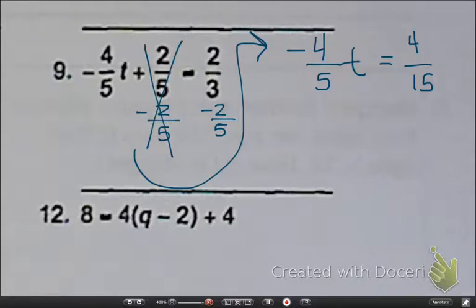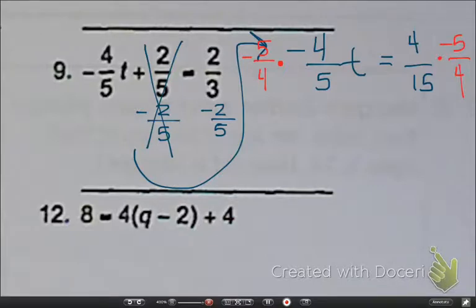So let me do this in red so we can see it a little different. So we're going to multiply by the reciprocal. I'm going to multiply by negative 5 over 4 because that's the reciprocal of 4 over 5. I just flipped it upside down. And if I do that to one side, I also have to do it to the other so that I can balance our equation. So I'm also going to multiply by negative 5 over 4 on this side.